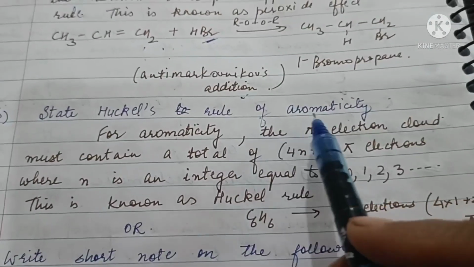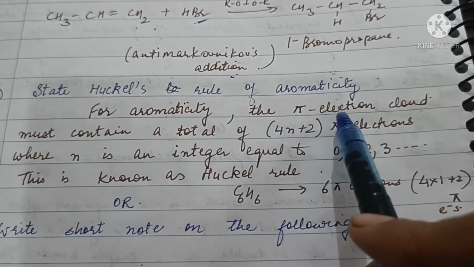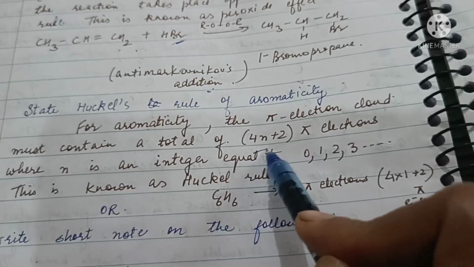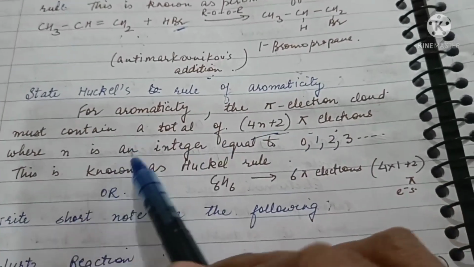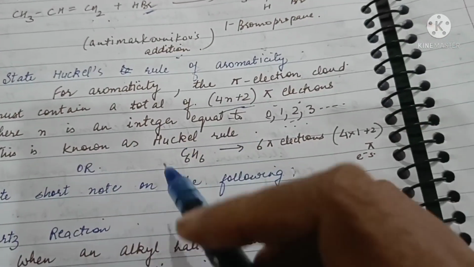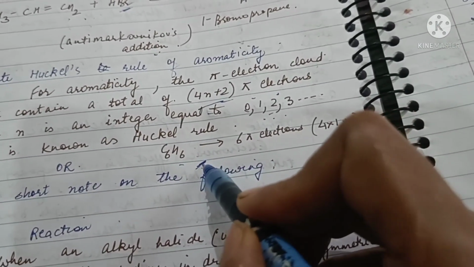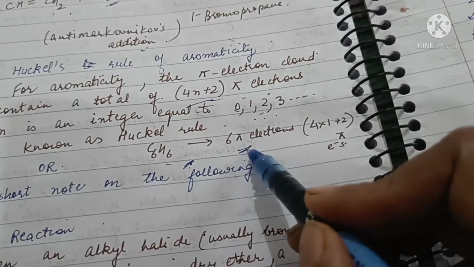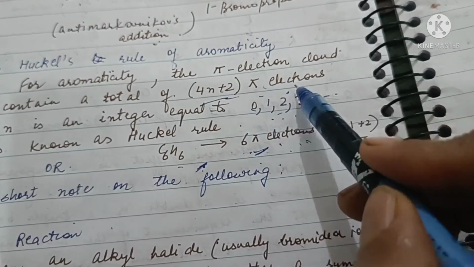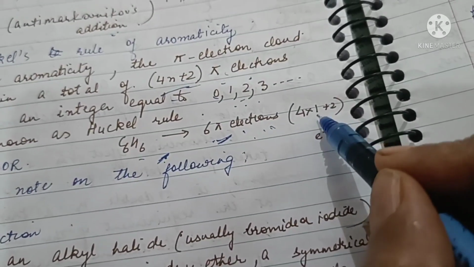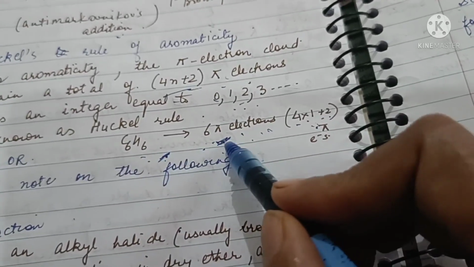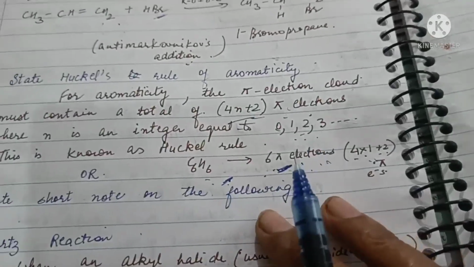State Huckel's rule of aromaticity. For aromaticity, the pi electron cloud of an aromatic compound must contain a total of 4n plus 2 pi electrons, where n is an integer equal to 0, 1, 2, 3, etc. This is known as Huckel's rule. For example, benzene is an aromatic compound because it has 6 pi electrons, which obeys the 4n plus 2 pi electron formula. Here the value of n is 1. So 4 into 1 plus 2 is 6. So as benzene has 6 pi electrons, it's aromatic in nature.